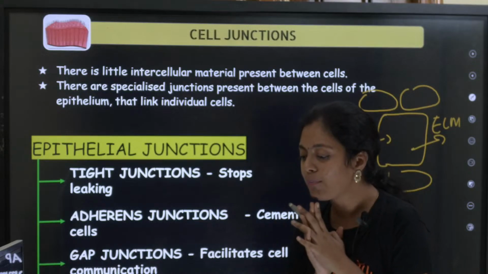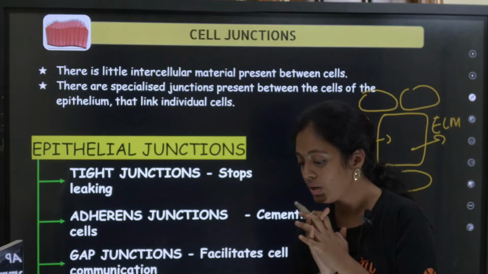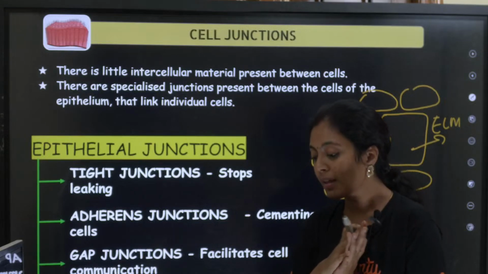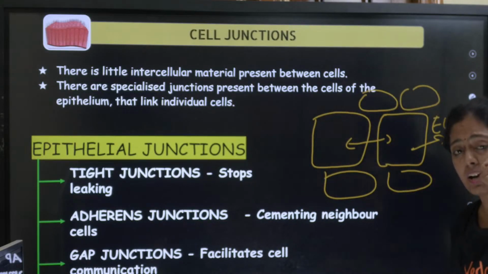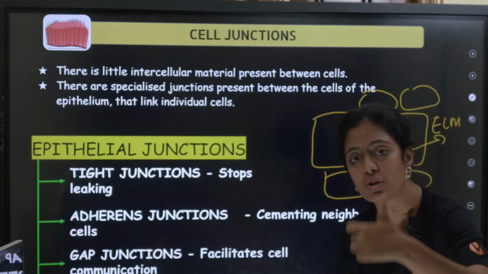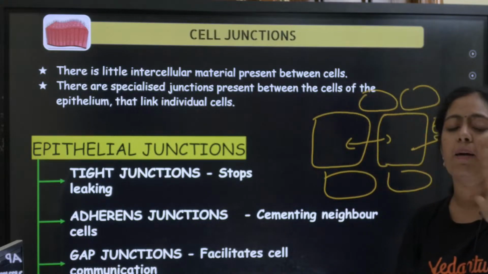Today I'm doing only animal tissues. Tomorrow I'm doing cockroach, and day after tomorrow it's frog. So there are three kinds of cell junctions: tight junction, adherens junction and gap junction.